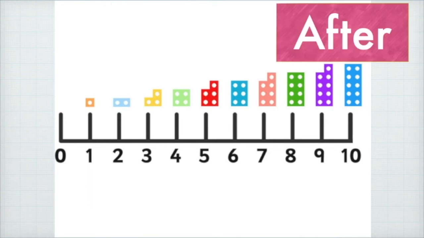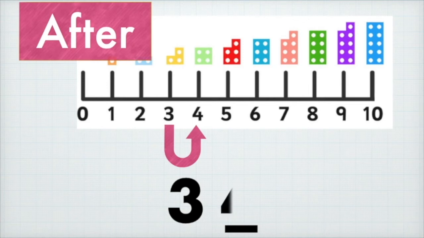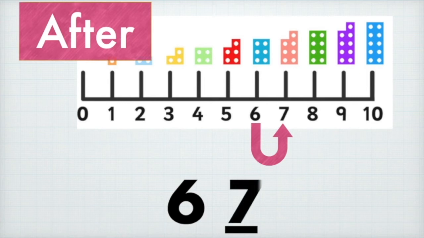Now let's learn about the word after. Can you say it with me? After. When we say after, you have to count forward, or what number is next to the given number. Can you say it? After. Now let's try. This is number 3. What number is after 3? 4. This is number 6. What number is after 6? 7.